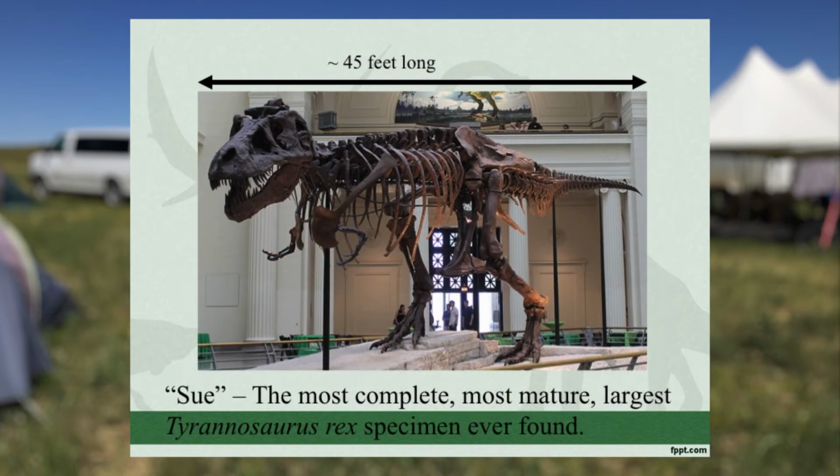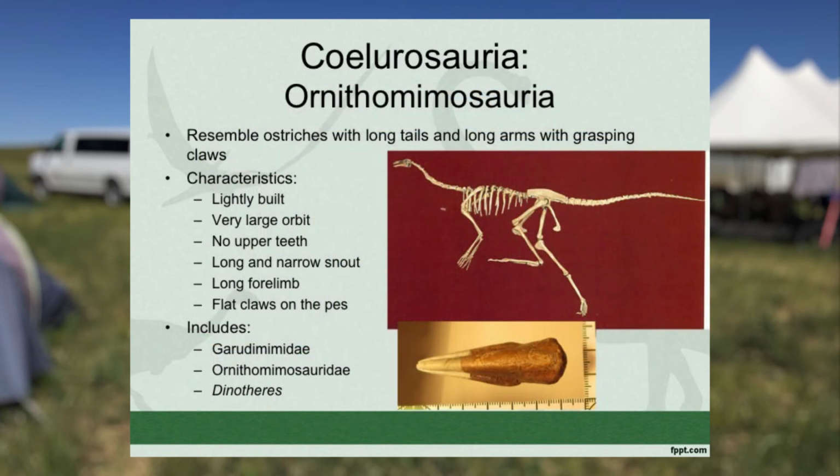And then the most famous T-Rex would be Sue, found by the Larson group. And we saw Stan, which is second to Sue in size, I believe. And it's the most complete, most mature, largest T-Rex ever found. And correct me if I'm wrong, but it's in the Chicago Museum? Yes, it is. Field Museum. All right, moving on to Ornithomimosauria.